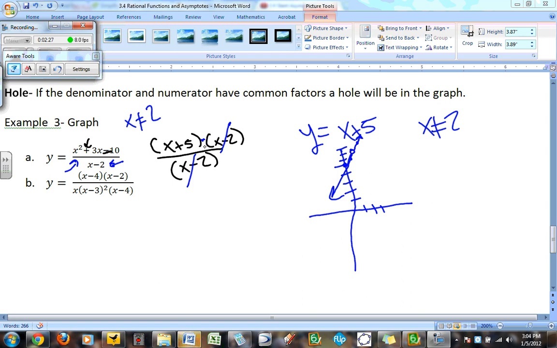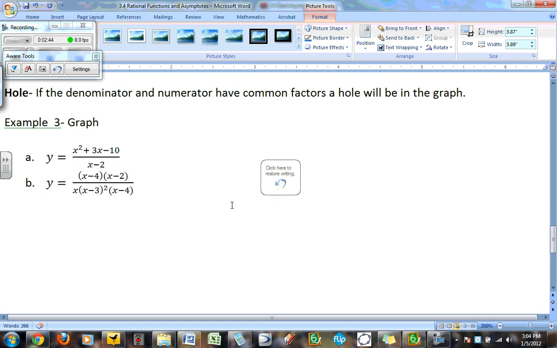All right. And it's not always going to be as easy as y equals x plus 5. We might end up with a rational function that we have to graph, but we just have to remember to put a hole at that x value when we get to it. Okay, so let's move on to the second one here.